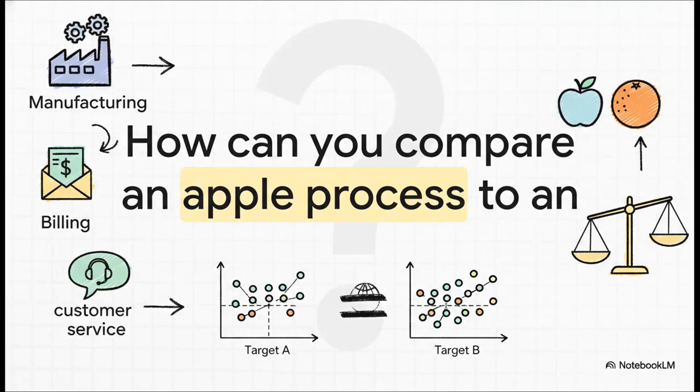So here's the classic challenge, right? Every leader faces this. You've got a process for shipping widgets and another one for answering support tickets. I mean, how on earth do you objectively say which one is better? You're comparing apples and oranges. Well, this is exactly the problem process capability was designed to solve. It gives us this universal mathematical language to describe how good any process is, no matter what it's doing.